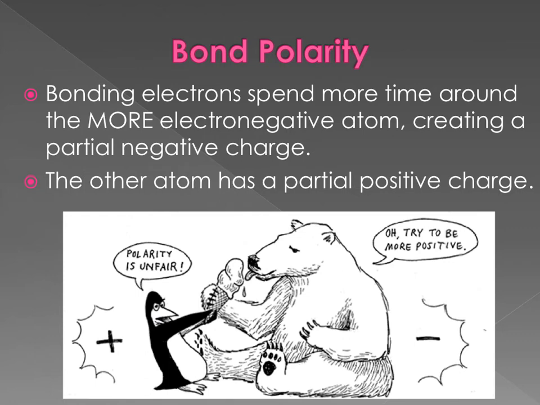This is another example of a polar covalent bond. Again, the pair of electrons is going to spend more time toward the nucleus of the more electronegative atom. The other atom has a partial positive charge. Again, thinking about our HCl example, the polar bear is pulling the ice cream closer to itself, making it slightly negative, and this end slightly positive.